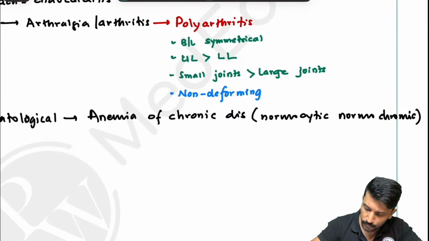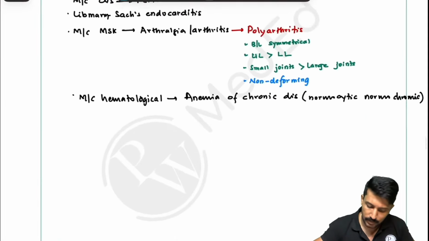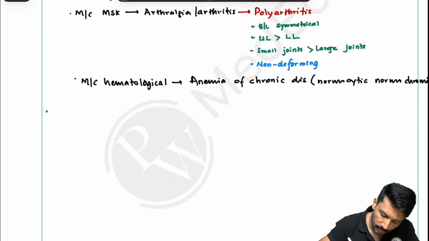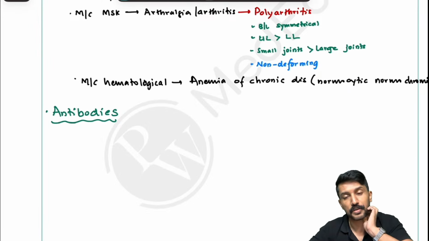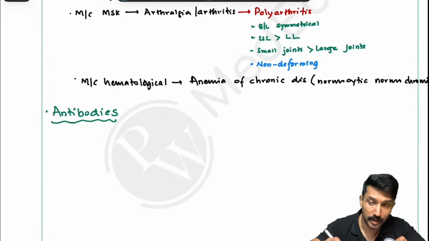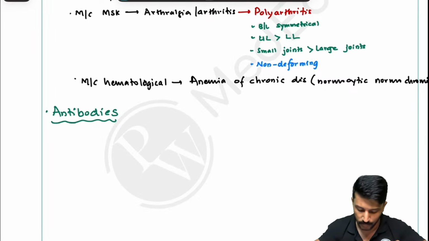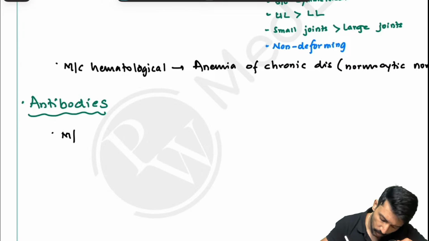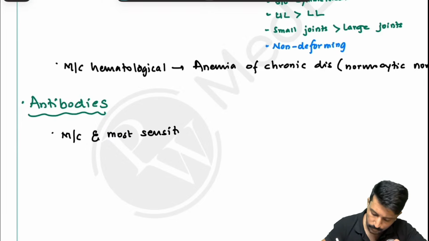Now the next thing is we need to know the antibodies that we are expecting in a patient of SLE, right? So what are the antibodies and what are their clinical correlation? That is the next level of MCQs that they will ask. The first and the most common antibody, which is also asked as an MCQ, what is the most sensitive antibody in SLE? The most common and most sensitive. Anything that is most common will be the most sensitive. That is going to be ANA.